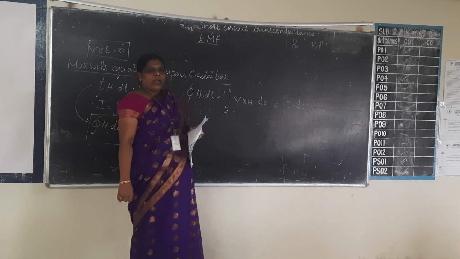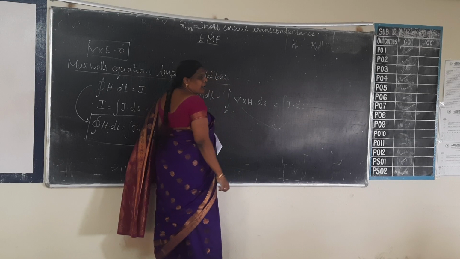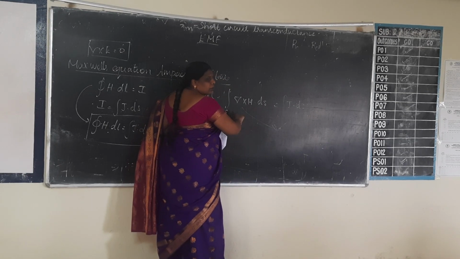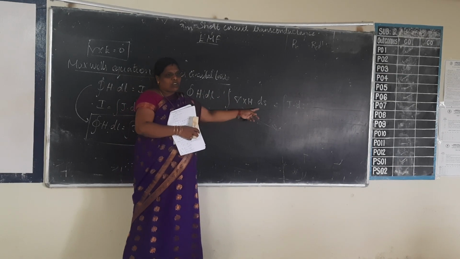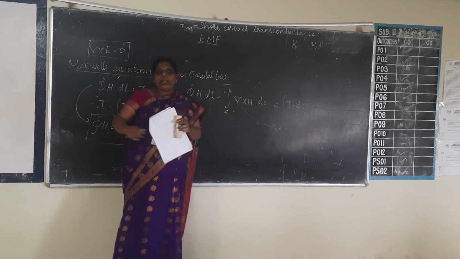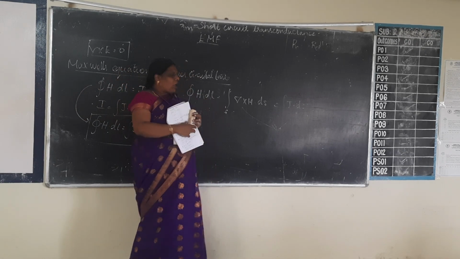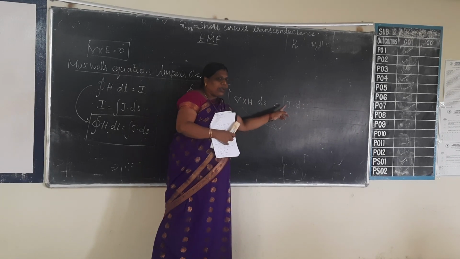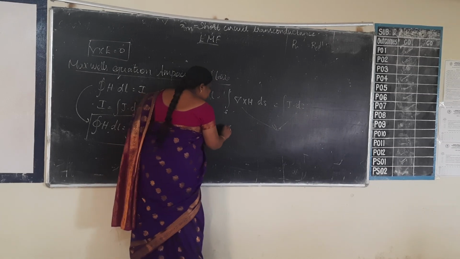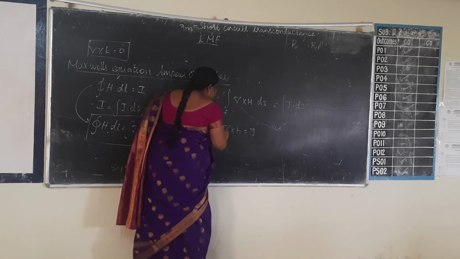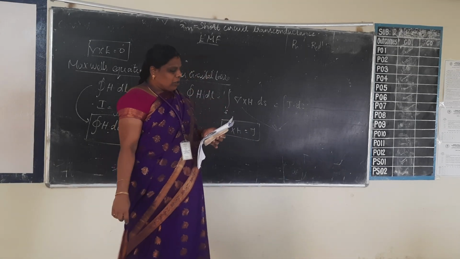Using these two relations, what can you tell? The integral of H dot dl is equal to the integral of del cross H dot ds. Already we know that the integral of H dot dl is equal to the integral of J dot ds. So the integral of del cross H dot ds is equal to the integral of J dot ds. Comparing these two equations, what can you tell about del cross H? It is equal to J.